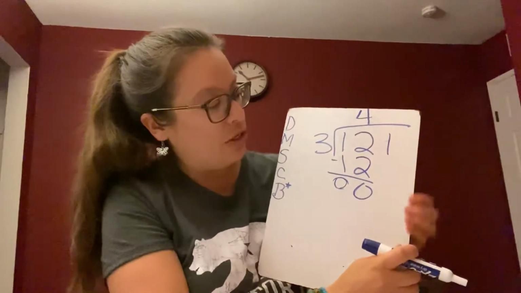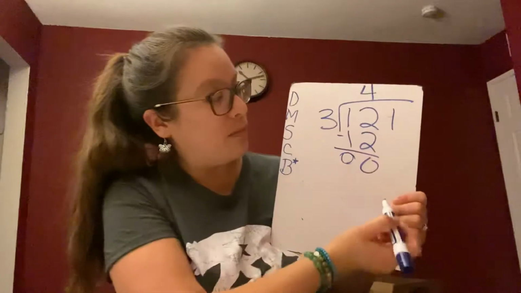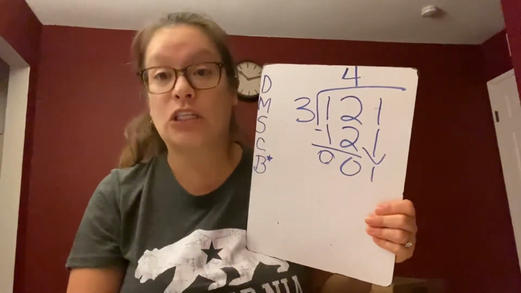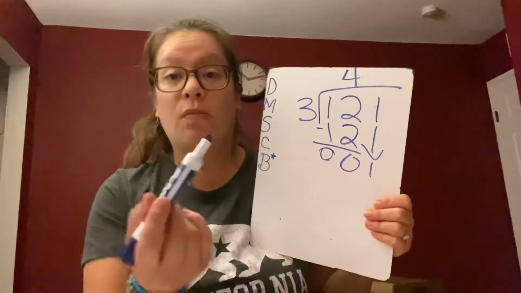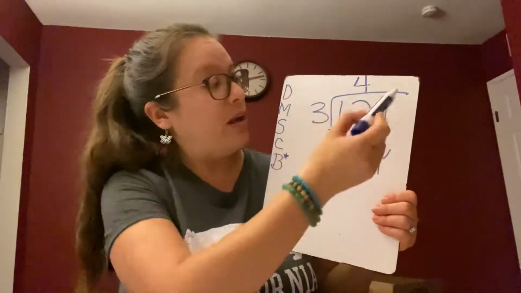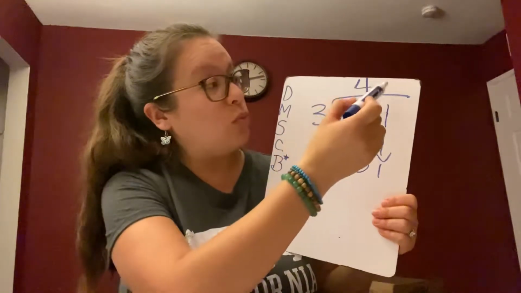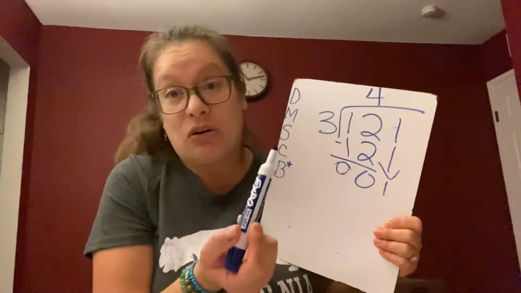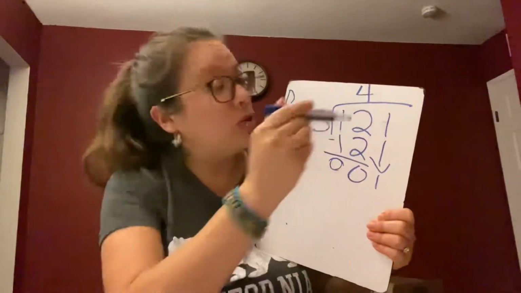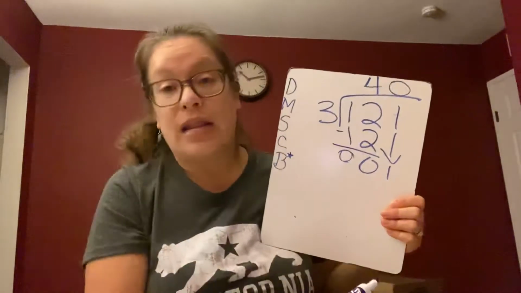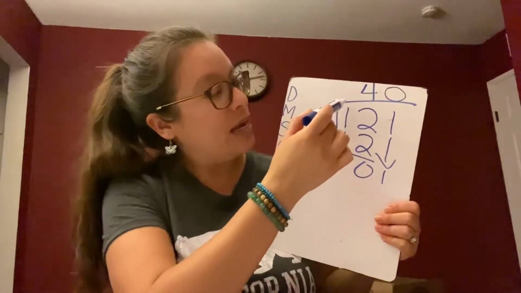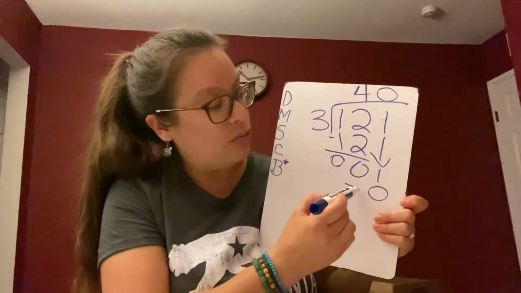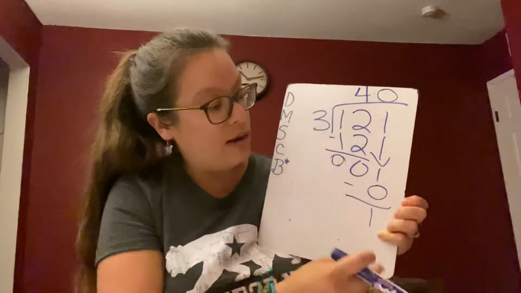Okay, now I check my work. Can I bring something down? Yes, I can bring down my 1. And I start over again. Now my new problem is saying 1 divided by 3. 3 times what number gets me closest to 1 without going over? It's actually 0, right? 3 can't go into 1 at all, so you put a 0. Next, you multiply. 3 times 0 is 0. Next, you subtract. That is 1.